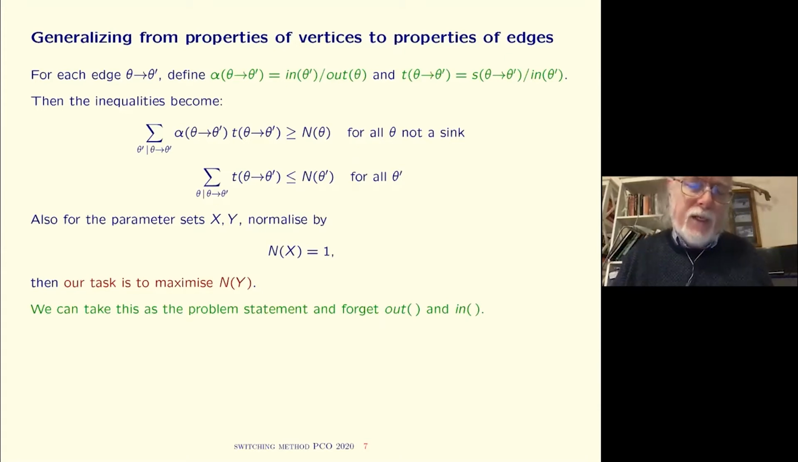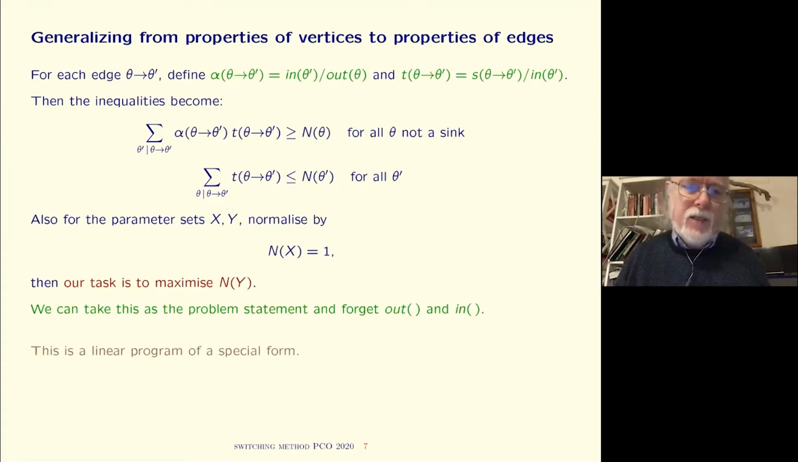You can at most get relative class sizes out of these inequalities and not absolute class sizes, so you might as well normalize it. We'll normalize it so that the total size of x is 1, and our problem is then to maximize the size of y. So we've normalized the number of objects with theta in x to be 1. We want an upper bound on the number of objects with theta in y. And we can take this as our new problem statement and forget about out and in. And this allows us some extra generality over the way I started with the out and in functions.